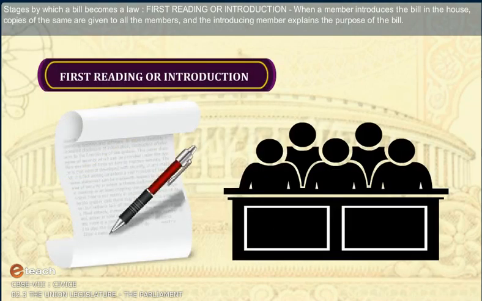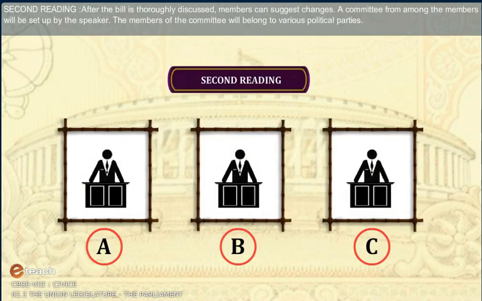Stages by which a bill becomes a law. First reading or introduction. When a member introduces the bill in the House, copies of the same are given to all the members, and the introducing member explains the purpose of the bill. Second reading. After the bill is thoroughly discussed, members can suggest changes.